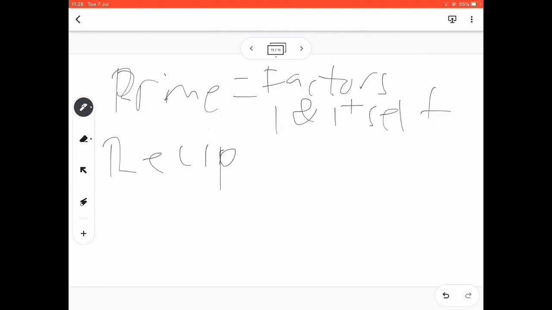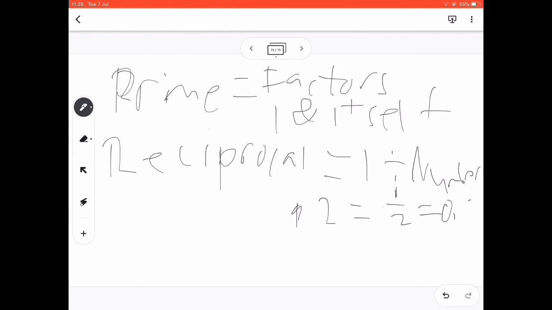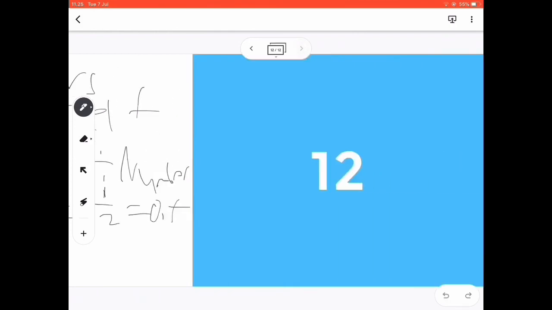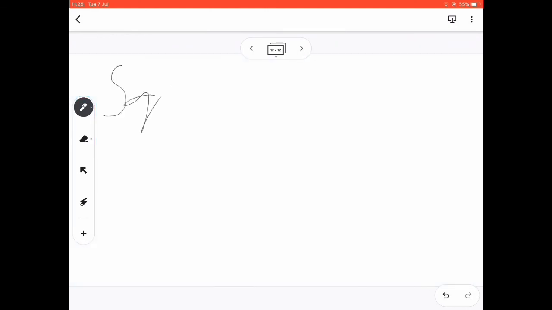Reciprocal is when 1 is divided by the number itself. So 2 will become 1 over 2, which is 0.5. Finally, we have square numbers, which are basically the power of 2, and finally cube, which is the power of 3.